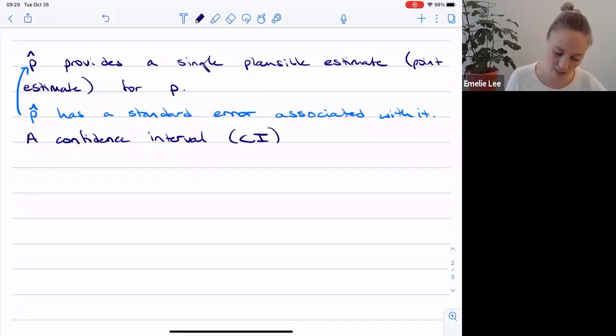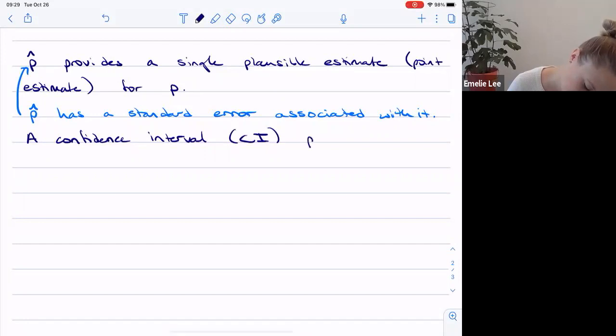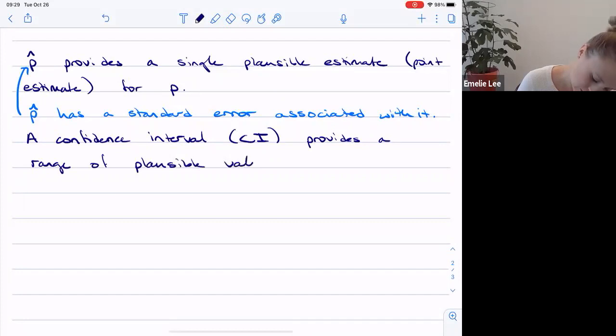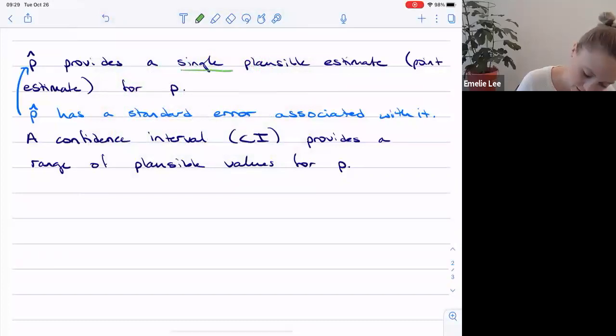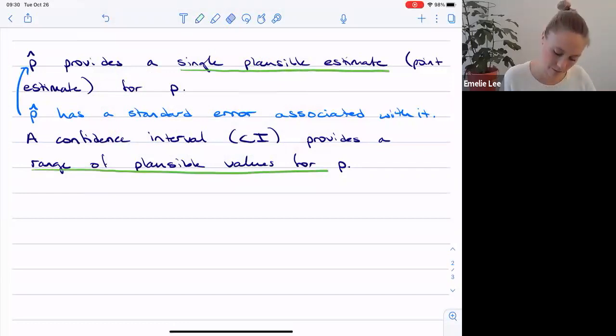So a confidence interval provides a range of plausible values for P. Okay? So that's going to be the difference.